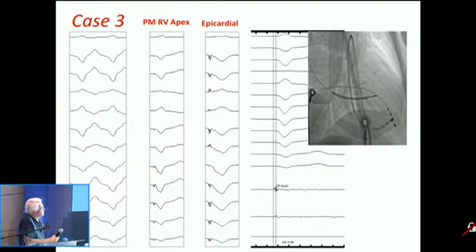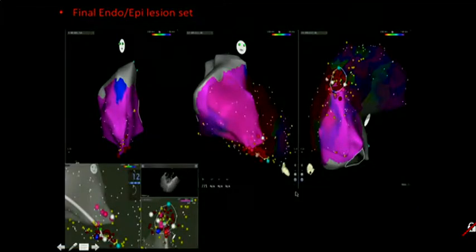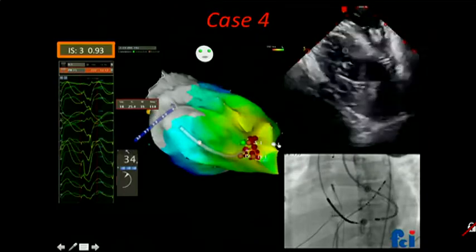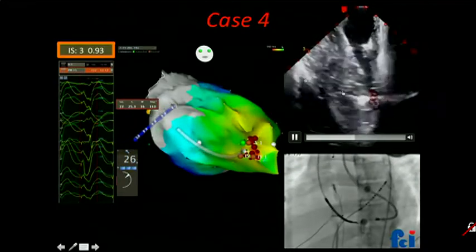eliminating the extrasystole. This is the third case, identical, with the same morphology, except that in this case we went epicardial, and an epicardial scar was found, a very similar set of lesions, and this is what I wanted to present. The technology helps in this case.